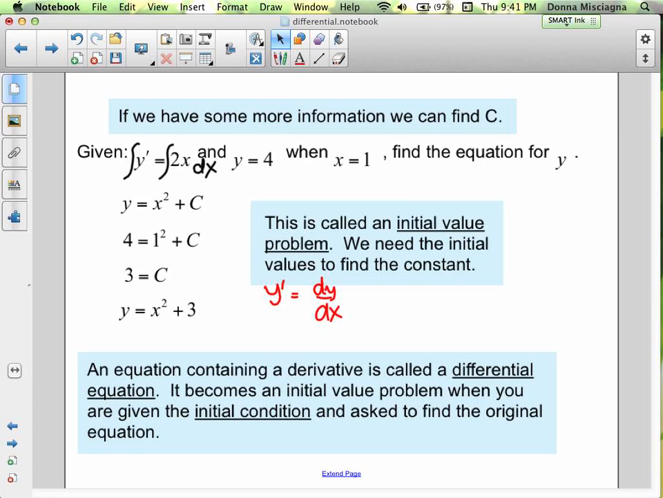So now if they tell us that y is 4 when x equals 1, now we can find the exact equation. We just plug in 1 for the x and 4 for the y, and we solve for c, and so now we see that c was 3. So an equation containing a derivative is called a differential equation. It becomes an initial value problem when you're given an initial condition. And initial condition does not necessarily mean the y-intercept. You're just given some value for x and some value for y. They go together. And then we can solve for c, and we can find the original equation.